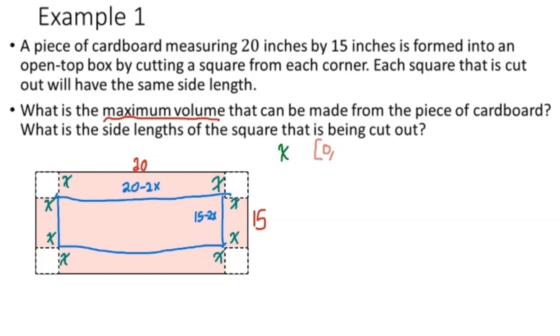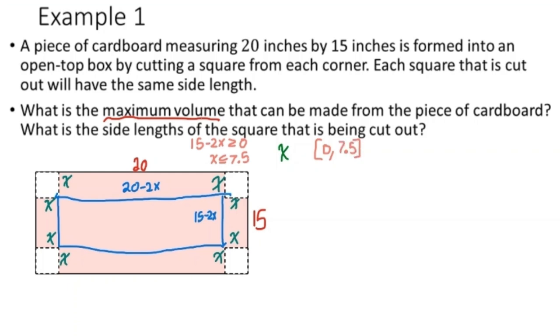As for the horizontal, they'll have a length of 20 minus 2x. Since the vertical side is always going to be smaller, I'm going to run out of cardboard on the vertical side before I run out of cardboard on the horizontal side. So my 15 minus 2x must be greater than or equal to 0. I can make it 0 by just cutting x sufficiently large enough to completely get rid of that part. If we solve for x, we get that x is less than or equal to 7.5. So the possible values of x is 0 to 7.5.